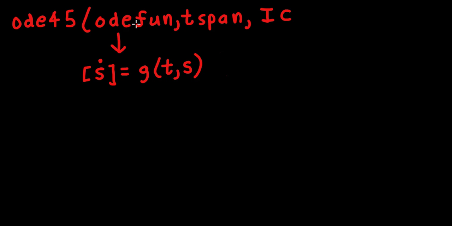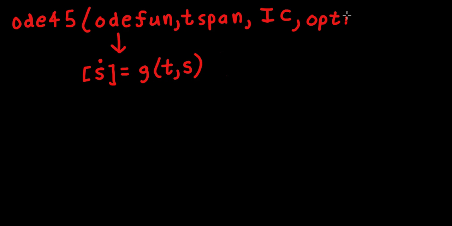So far, we've only talked about three basic inputs. There's ODE fun, or what I usually call s dot, which is our derivative of our state vector, expresses some general function of time and our state variables. We've talked about the time span, and we've talked about the initial conditions. What we haven't talked about is an additional input called options.